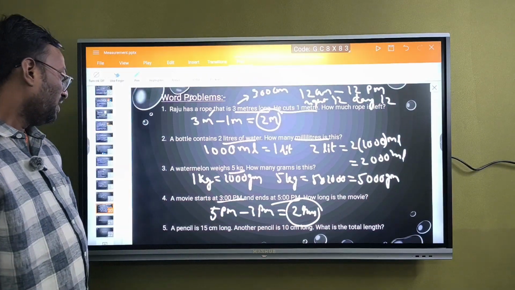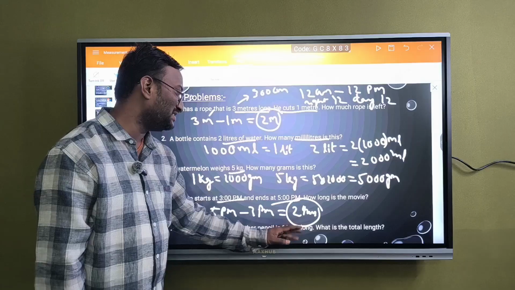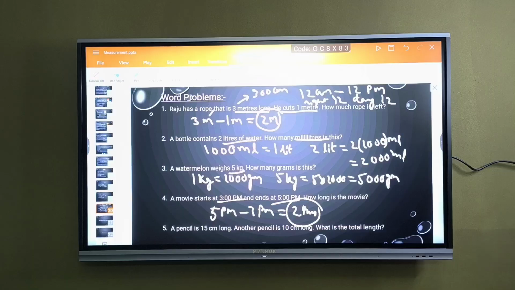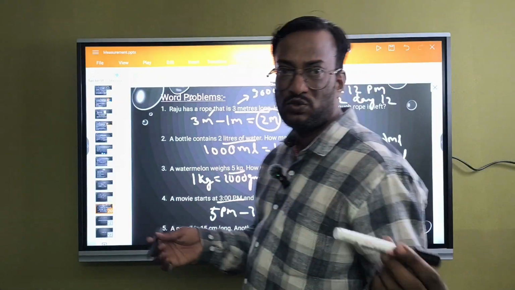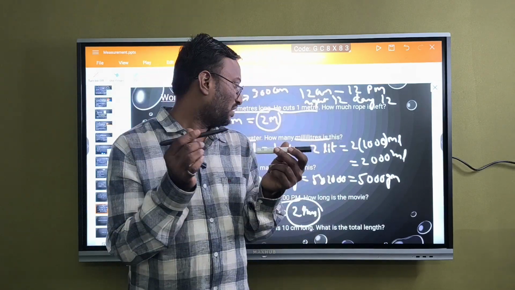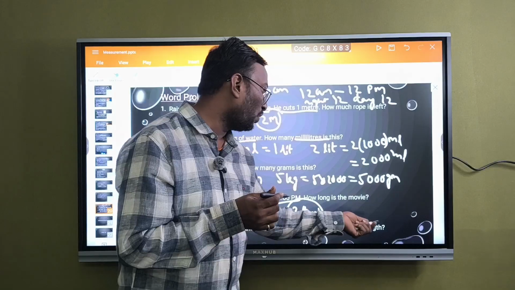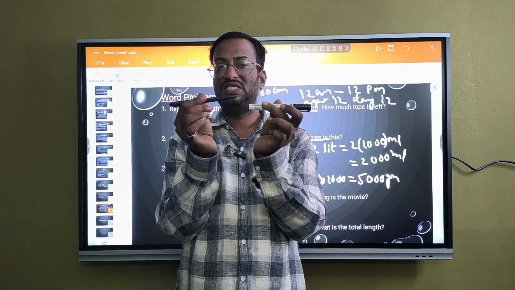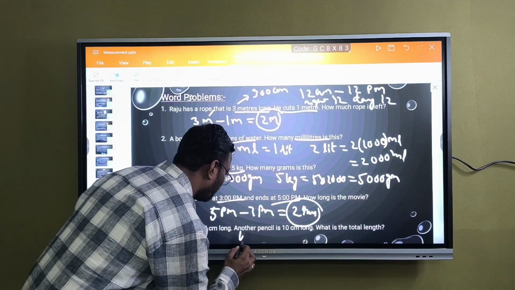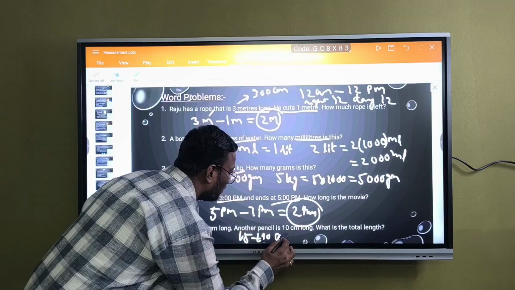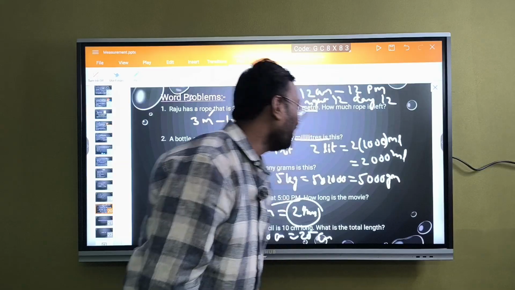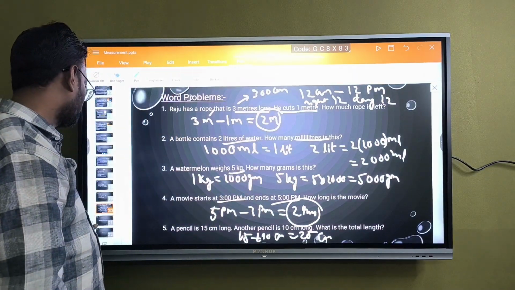A pencil is 15 centimeter long and another pencil is 10 centimeter long. What is the total length? There are 2 pencils. Just a minute. Suppose you consider these two to be 2 pencils. One is 10 centimeters and one more is 15 centimeters. You just imagine. Okay, so what did he ask? What is the total length? Total length means you have to join this. This is 15 and this is 10. 15 plus 10, how much? 25 centimeters. So 15 plus 10 centimeters equals 25 centimeters. Likewise, you should try to solve this kind of problems.